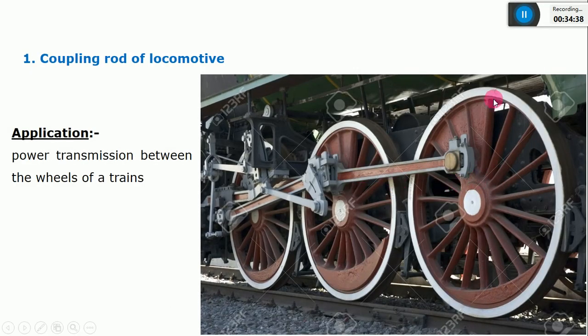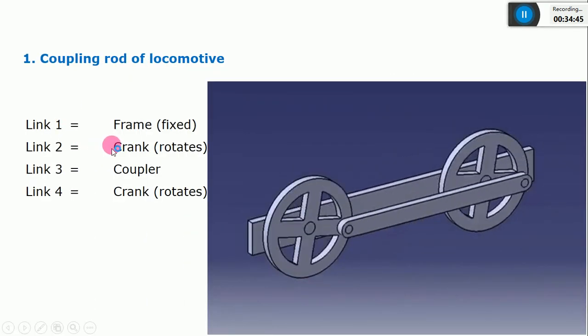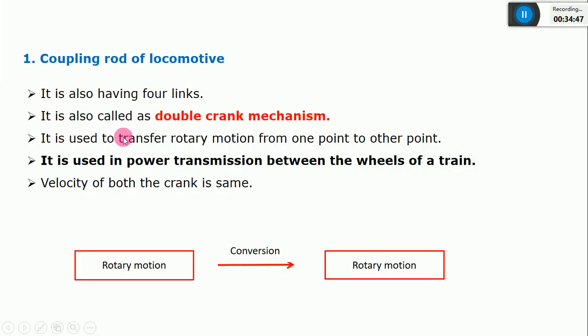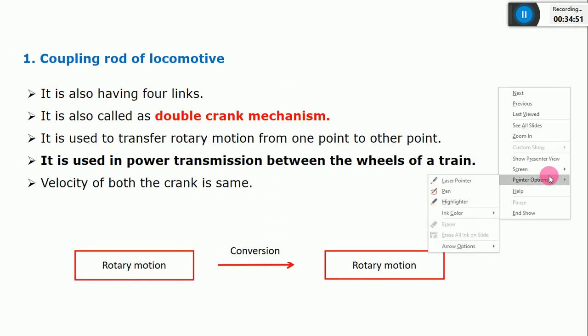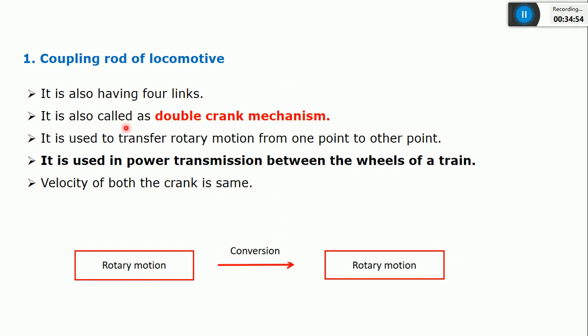Okay, it means you are transferring the rotary energy from one shaft to another shaft. So please note down the features of this coupling rod of a locomotive. Roughly, in the examination also you can write it like this. Don't write a paragraph. Only write the answers in points.